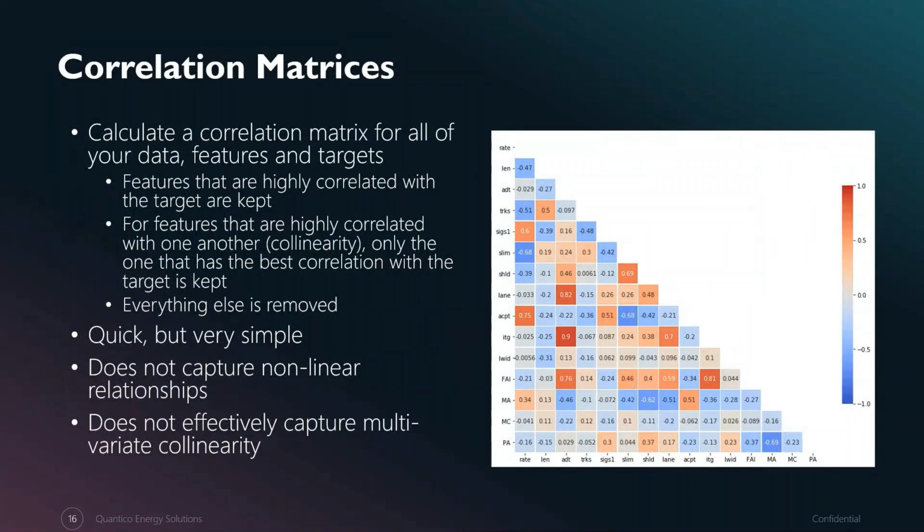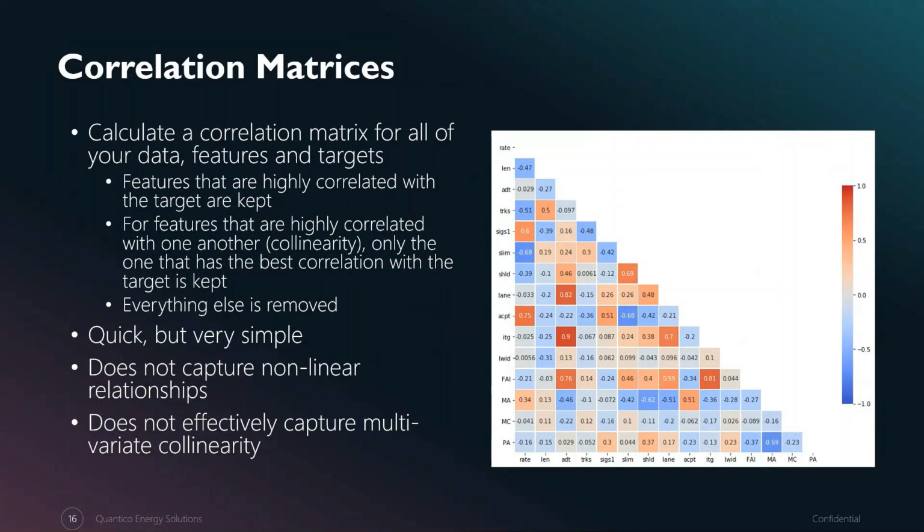So you may have heard of correlation matrices. Essentially, you'll just calculate a correlation matrix for all of your data, features, and targets. And then features that are correlated with your target are kept, and features that are highly correlated with one another, you'll remove all of them except for the one that has the best correlation with the target. That way you help remove some collinearity in your model. And then everything else is removed. It's very quick. It's very simple.